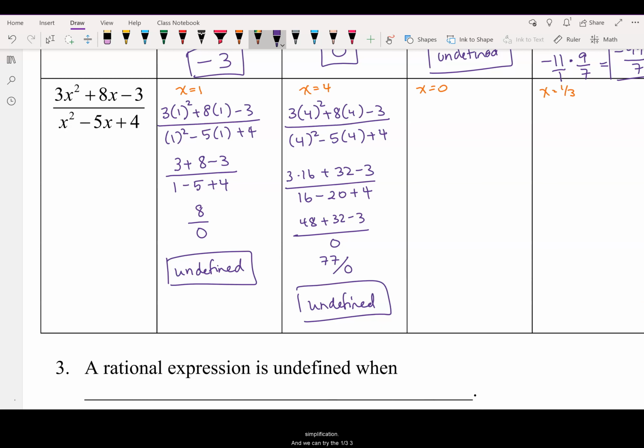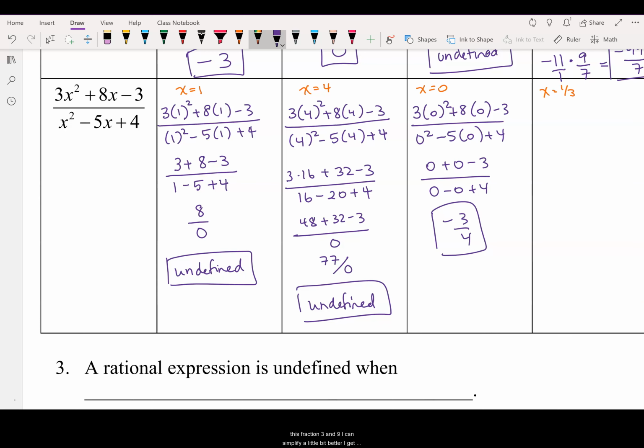But I can, because I'm dividing by 0, just go ahead and skip down and write undefined there. I'm dividing by 0 and I'm not allowed to do that. Plugging in 0: on the top we have 0 plus 0 minus 3, and on the bottom 0 minus 0 plus 4. We get -3/4 in our simplification.